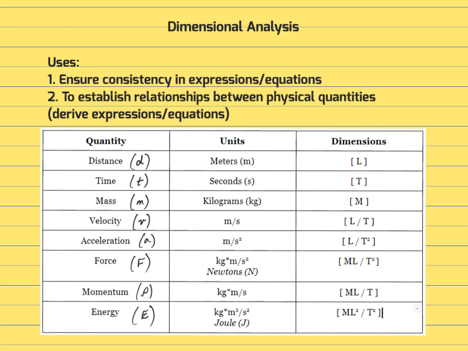Now, when we take a look at some of these down here, which are just combinations of these big three, what this is saying is that velocity is always going to be a length divided by a time. Acceleration is always going to be a length divided by time squared. So these dimensions are consistent. They're always the same, and that makes it really easy for us to do the above uses that I'm going to go through in these slides.